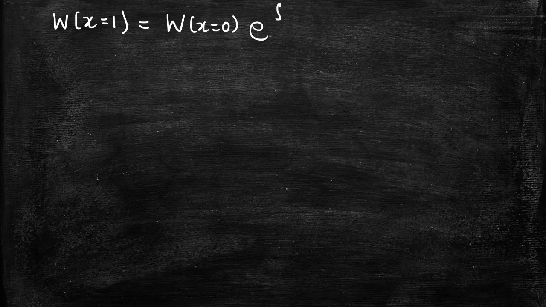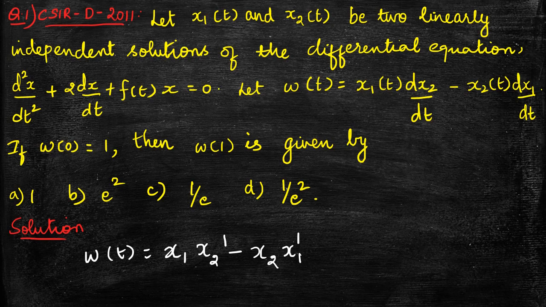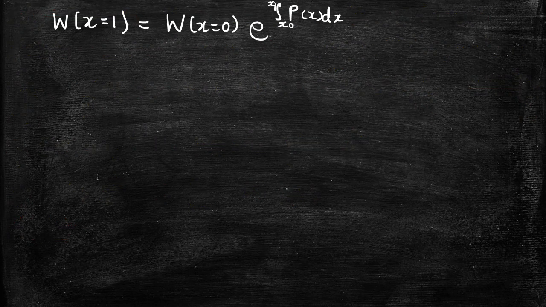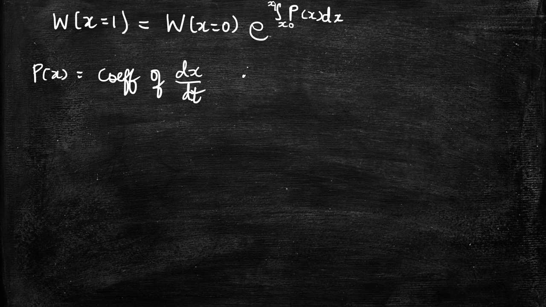e power integral from x0 to x1 of p of x dx. So what is this p of x? Now we have this differential equation over here, and p of x is the term that is the coefficient of dx by dt, therefore p of x will be 2.